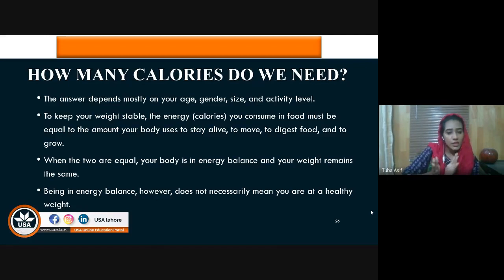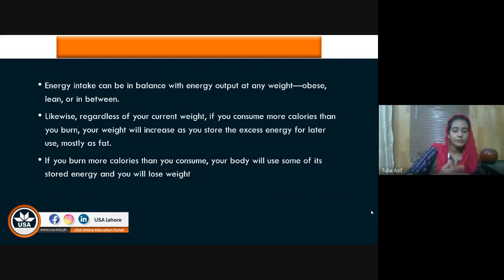So, when the energy expenditure becomes equal to the energy intake, your body is in balance. There is an energy balance, which is usually the more desirable point, and your body weight remains constant. Being in energy balance, however, does not necessarily mean that you're at a healthy weight. Energy intake can be balanced with energy output at any weight, obese, lean, or in between.